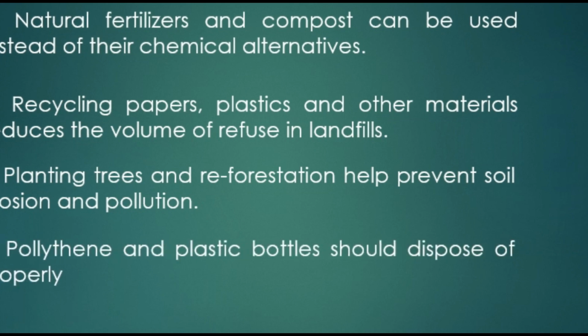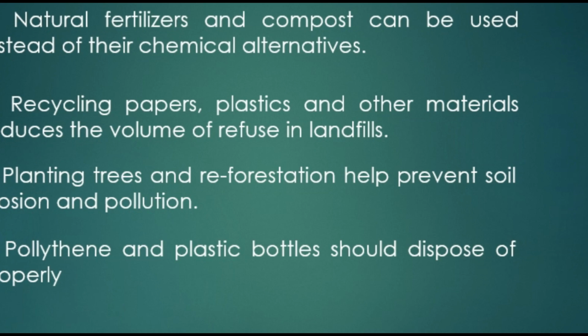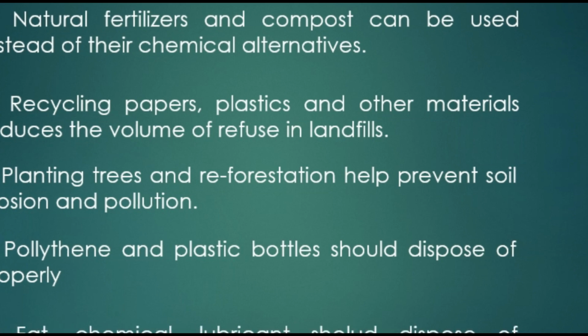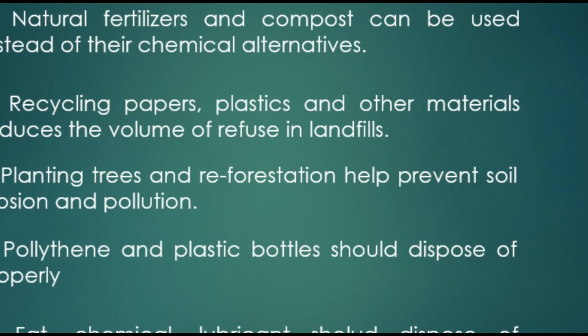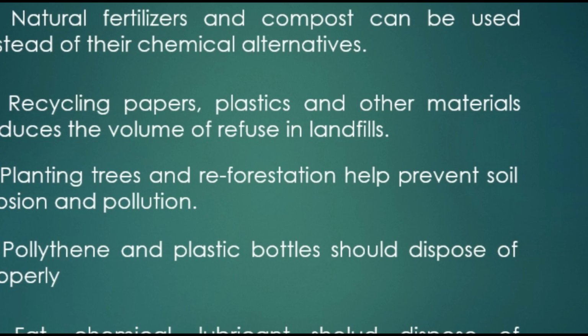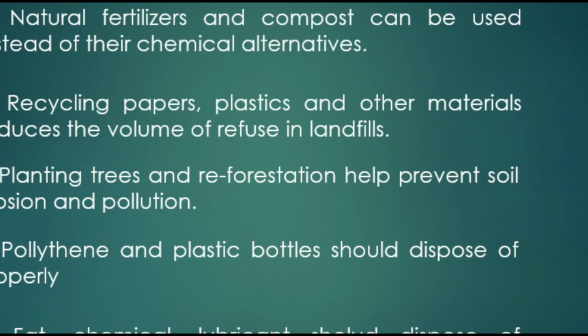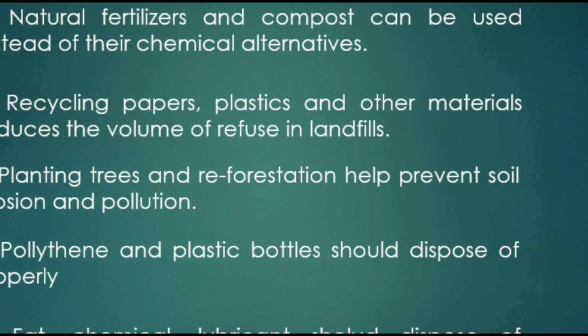Polythene and plastic bottles should be disposed of properly. We should not throw away the polybags and plastic bottles hither and thither. We should put this in a place and should dispose of properly. Fat, chemical, lubricant should be disposed of properly. এইসব পদার্থ যেখানে সেখানে ফেললে জমি নষ্ট হয়ে যায়, সেটা না করে এটা সাবধানে নিয়ম পদ্ধতি মেনে ফেলতে হবে। Industrial waste should be disposed of properly. শিল্প কারখানার যে বর্জ্য এবং যে ময়লাযুক্ত পানি সেগুলো ট্রিটমেন্ট করে তারপর সেগুলো ফেলতে হবে, যেখানে সেখানে। যদি ফেলে that will cause soil pollution.